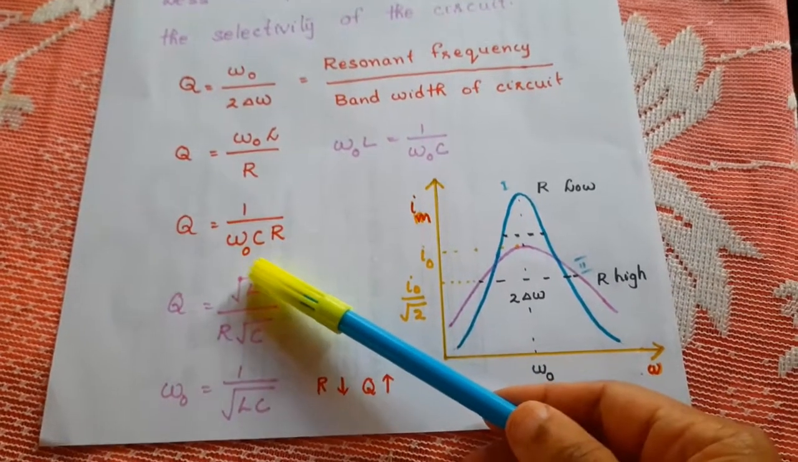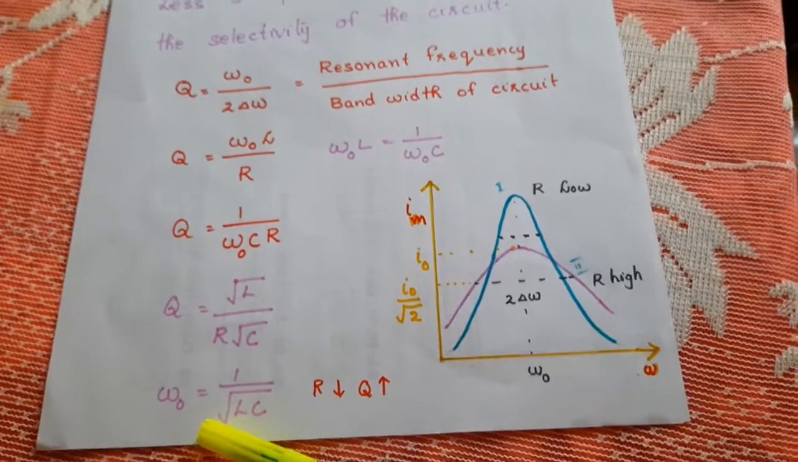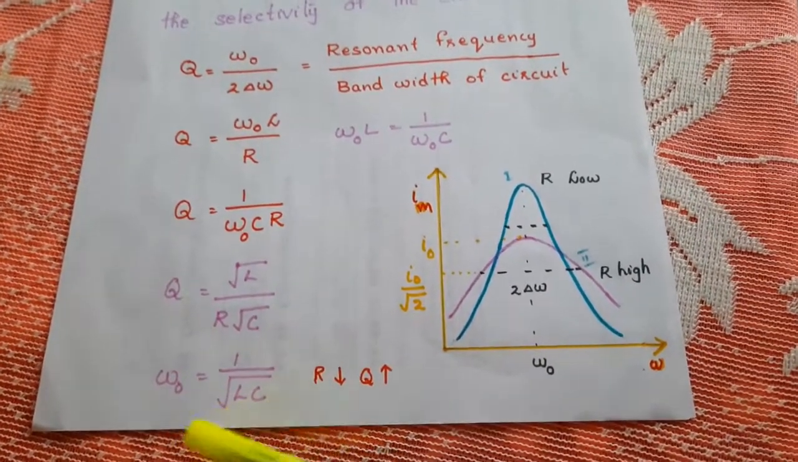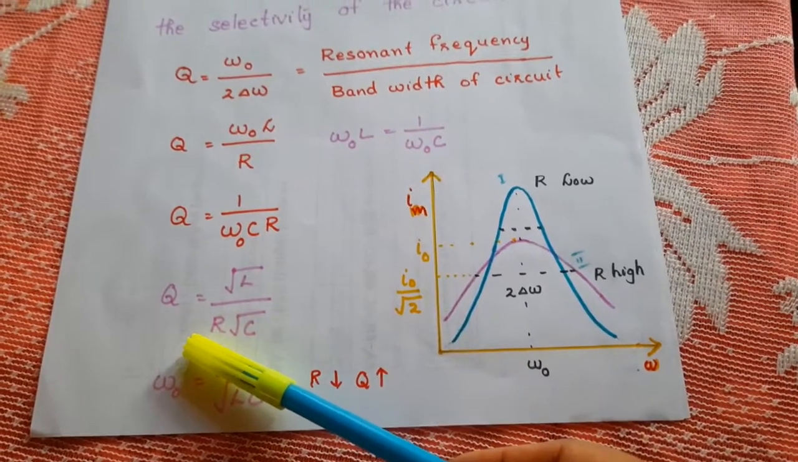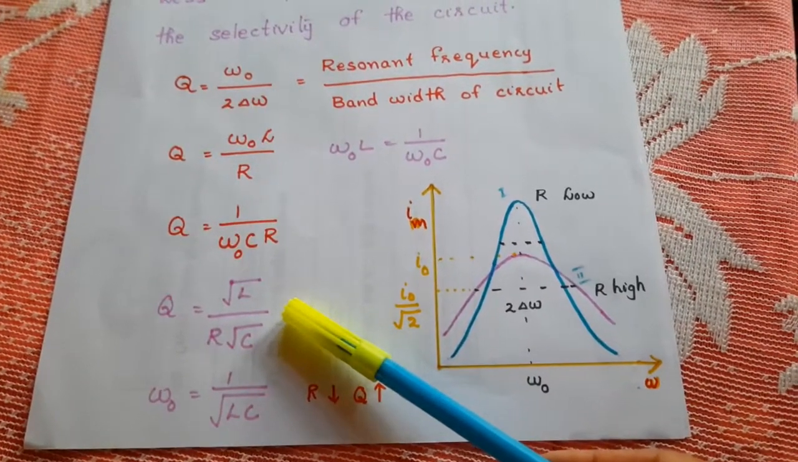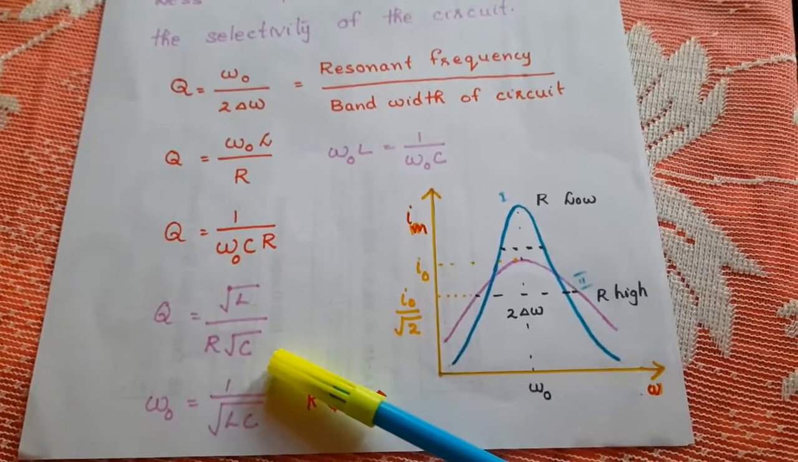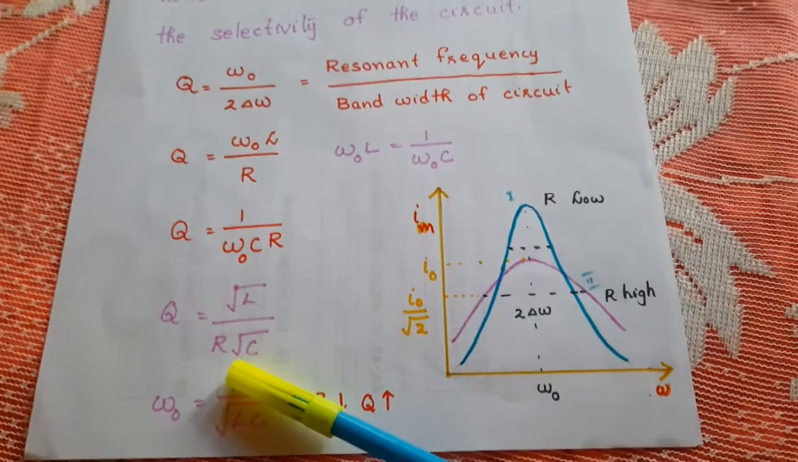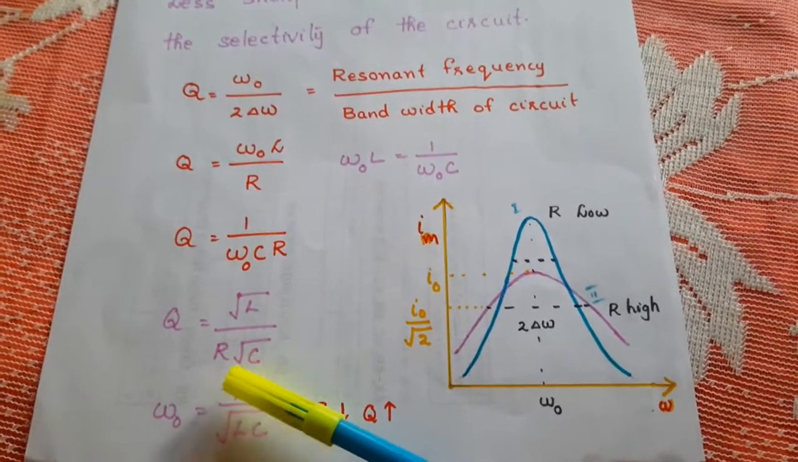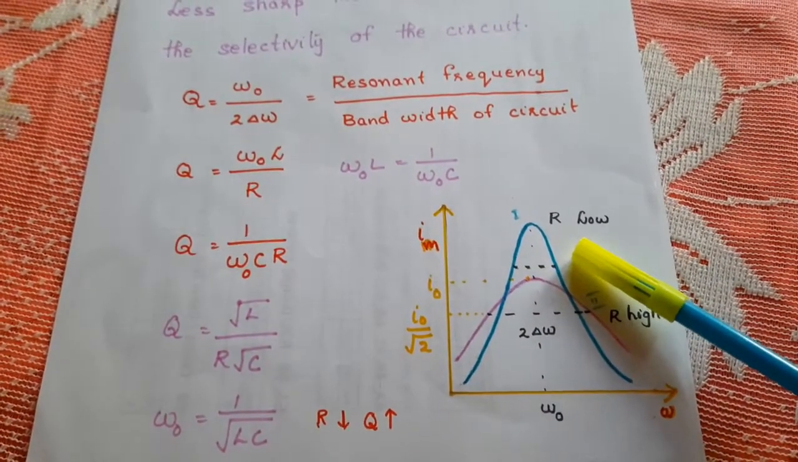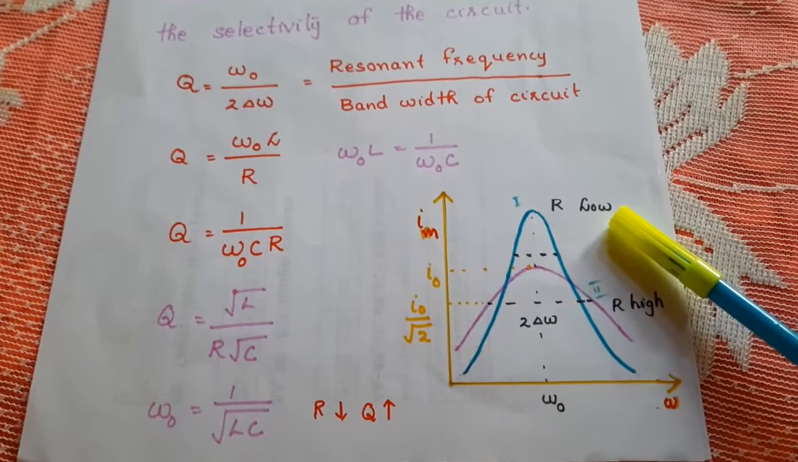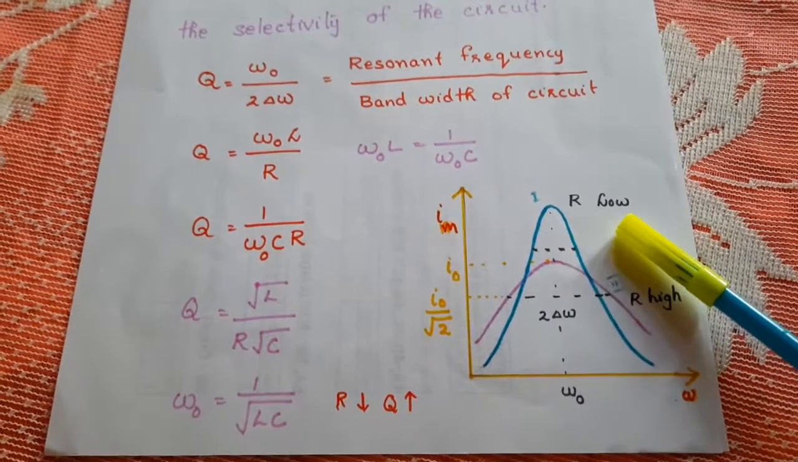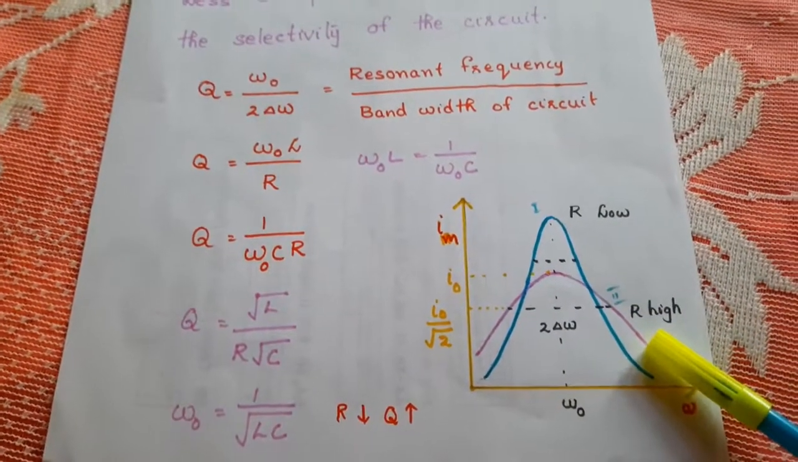Or let us substitute for ω0. Resonant frequency ω0 is equal to 1/√(LC). Then we can write the expression for Q factor as √L/(R√C). Or the quality factor is inversely proportional to resistance. As the quality factor increases, resistance decreases. So for the first circuit, resistance is low compared to the second circuit.